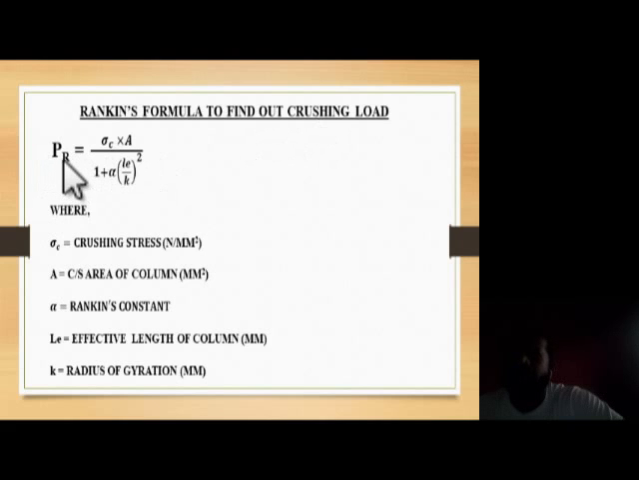P is equal to the crushing load. R is for Rankine, P_R is equal to sigma C into A divided by 1 plus alpha into LE divided by K square. Here sigma C is the crushing stress which is given in the example. A is the cross sectional area of the column.